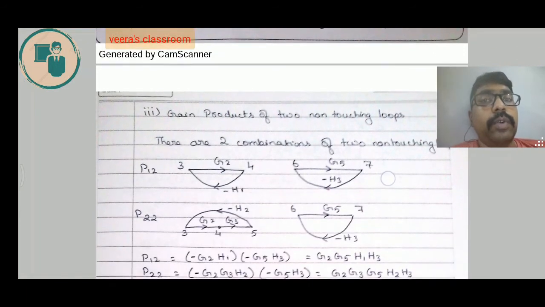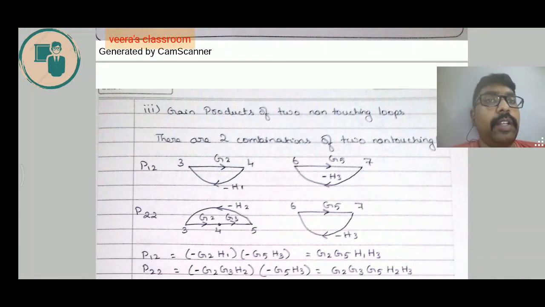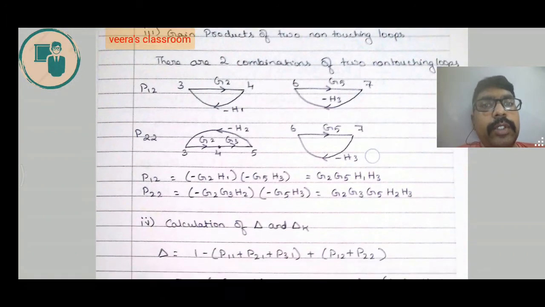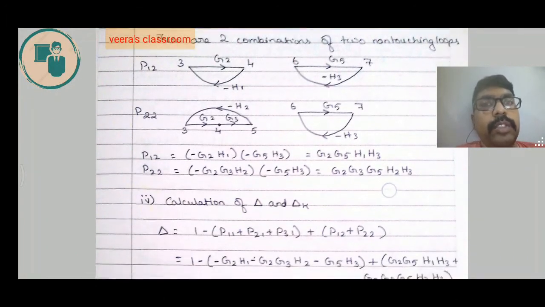So we'll go to the fourth step. If we have 3 non-touching loops, we'll proceed further. After getting 3 non-touching loops, we'll find for 4 and 5. It goes on. So based on the number of individual loops, the gain product of 2 non-touching loops, 3 non-touching loops, 4 non-touching loops is going to continue. But in most of the problems, it won't continue beyond 3 non-touching loops. It will stop with 2 non-touching loops. So this one stops with 2 non-touching loops.